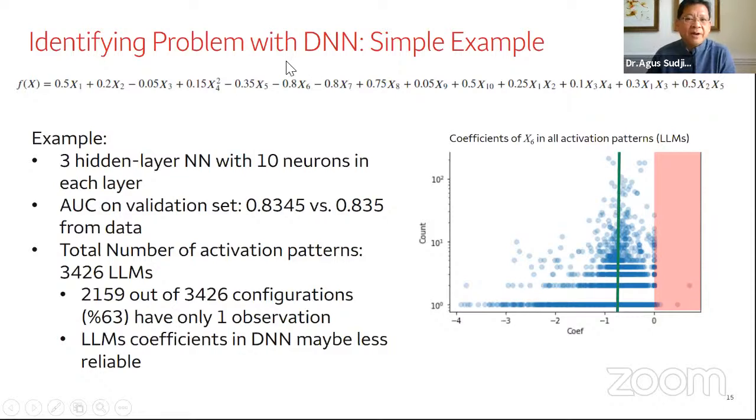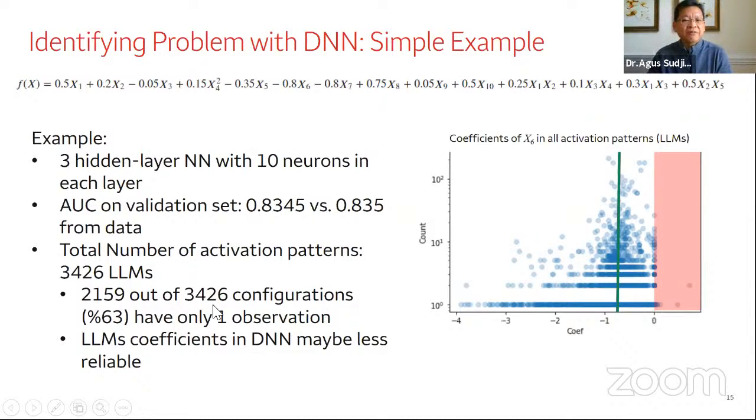I'm plotting the x6 coefficient from the top equation. The coefficient should be minus 0.8. The horizontal axis is the coefficient, and the vertical axis is the count of how many samples are in each region. Every circle here is a local linear model, and I'm only plotting x6. So it should be around green, because that is minus 0.8.